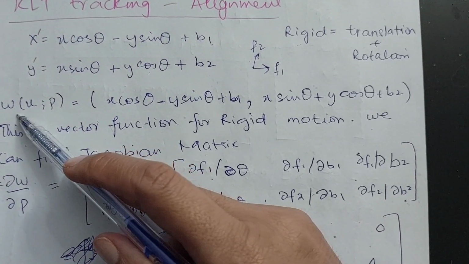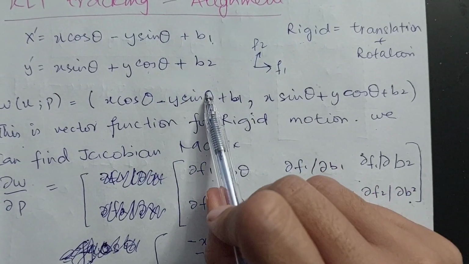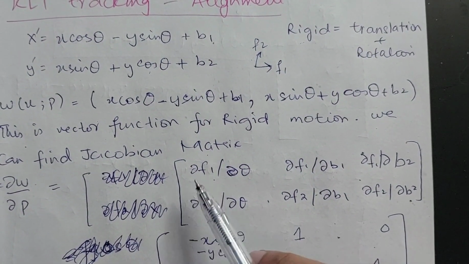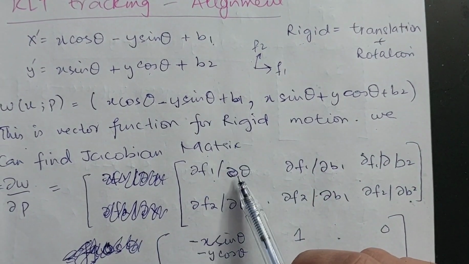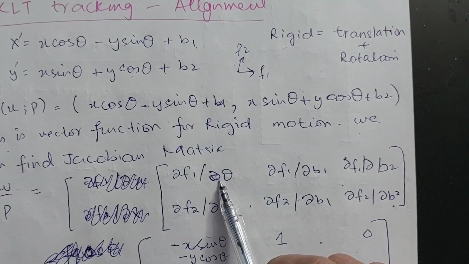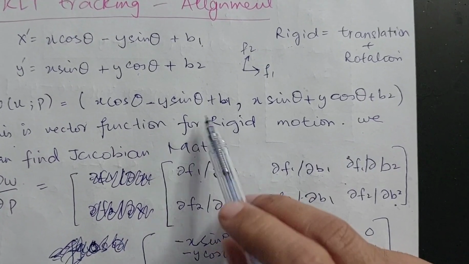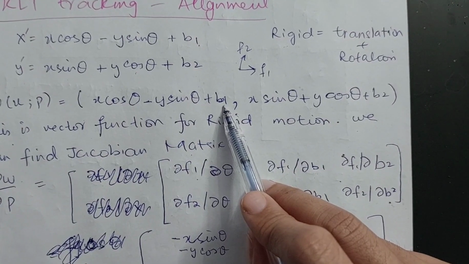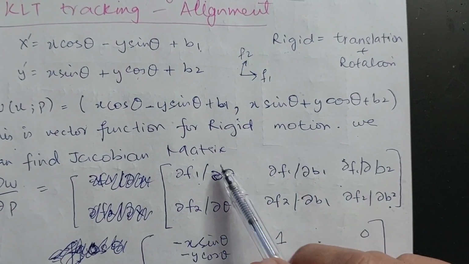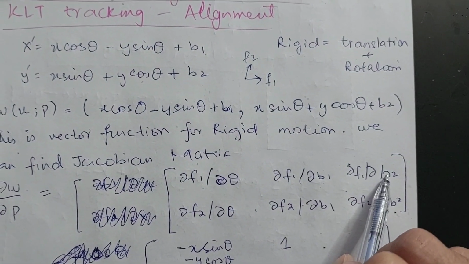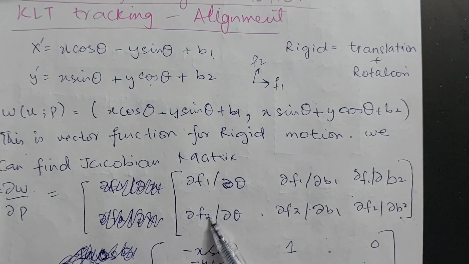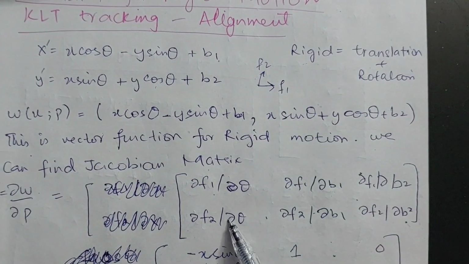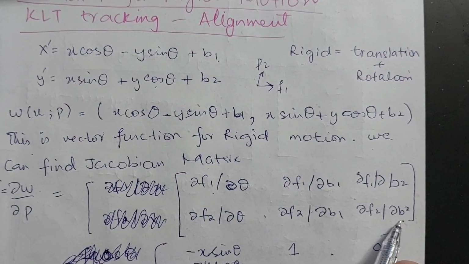So since this rigid motion is defined in two sub-functions f1 and f2, we will take the partial derivatives of this first sub-function f1 with respect to the parameters that are present in it. So the first parameter is theta, the second parameter is b1, and there is a third parameter b2. So we will take partial derivatives of the first function with respect to these three parameters, and in the second row we will take the partial derivatives of the second sub-function with respect to these parameters.